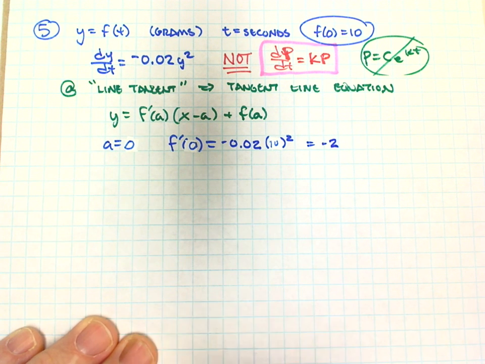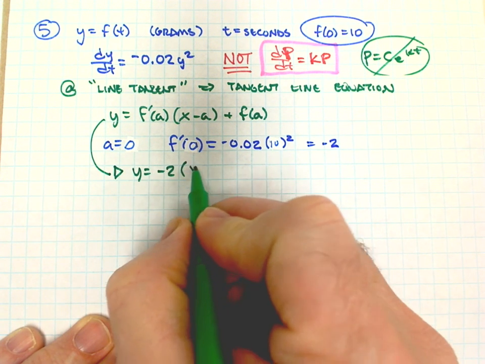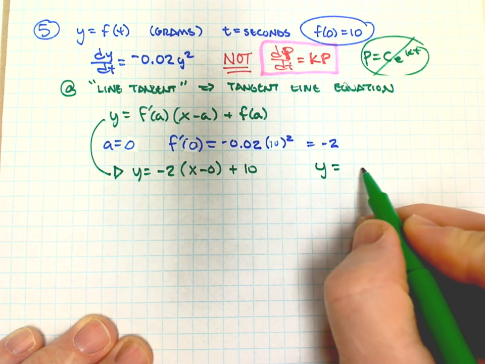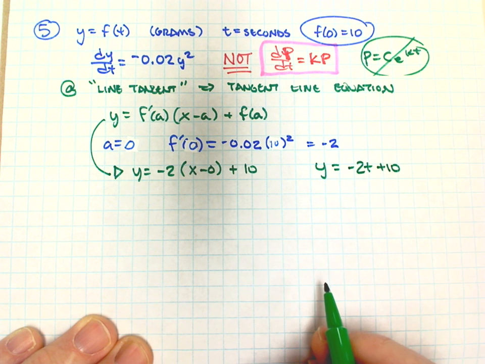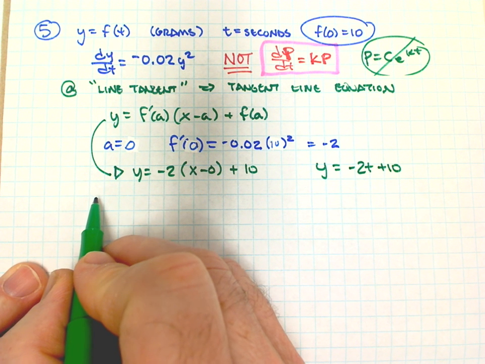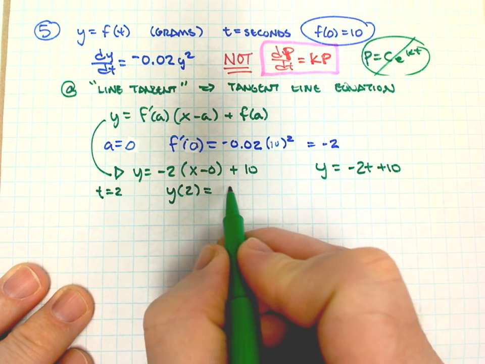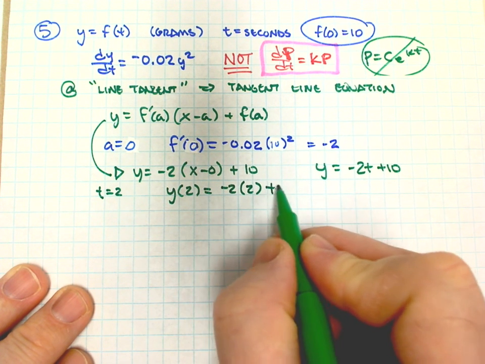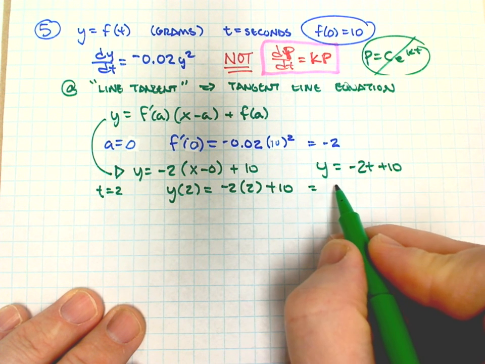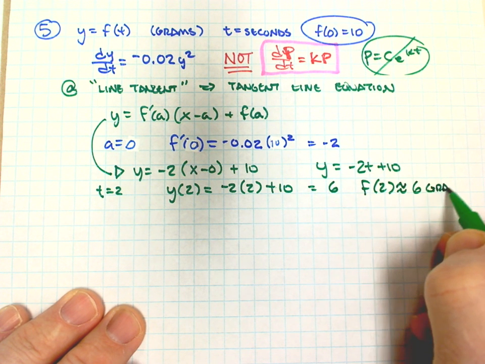Okay, so our equation now, given what we have here, will be y equals this -2 times x minus 0 plus our 10, or y equals -2t plus 10. This asks us to use that to find out what amount of substance will be in there when t equals 2. So we'll get y of 2 will equal -2 times 2 plus 10. -2 times 2 gives us -4, plus 10 gives us 6. So f of 2 will be approximately 6 grams.